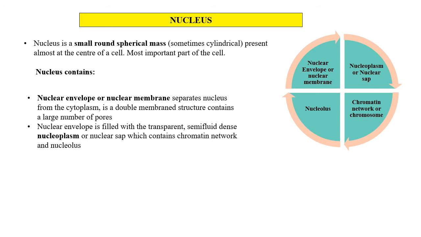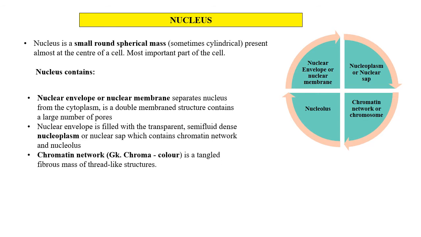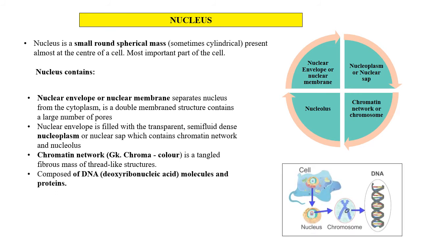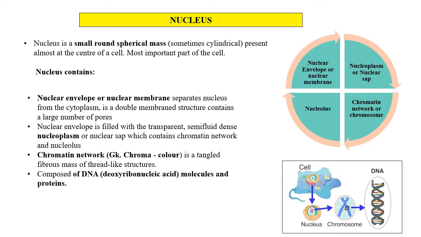Chromatin network, that is chroma, which is color, is a tangled fibrous mass of thread-like structures. During cell division, the chromatin threads condense and become ribbon-like to form chromosomes. Each chromosome consists of two similar threads attached to a centromere. They are composed of DNA, deoxyribonucleic acid molecules, and proteins.